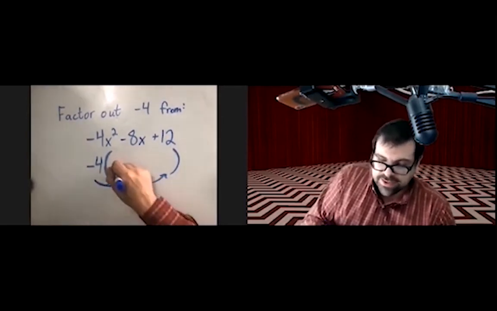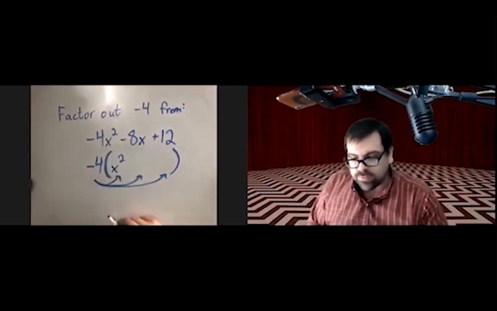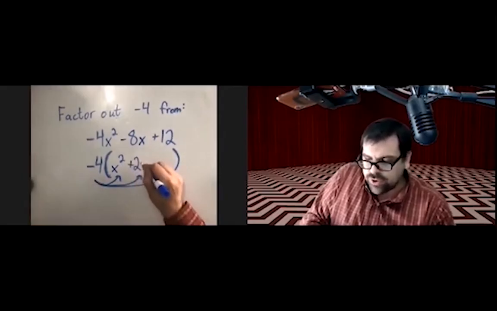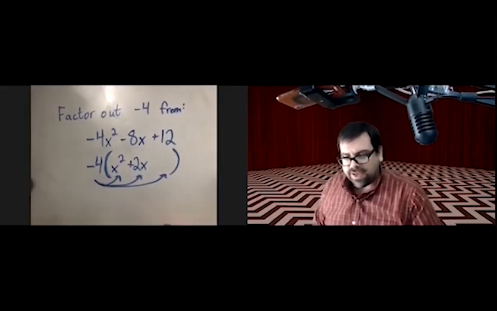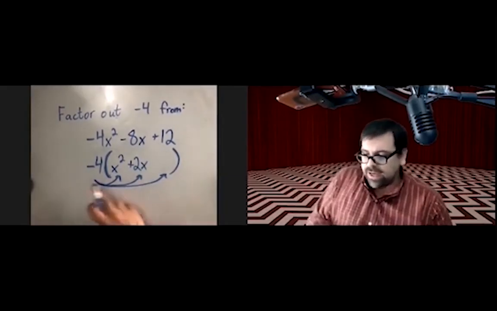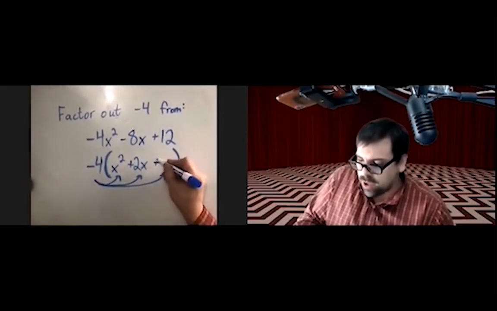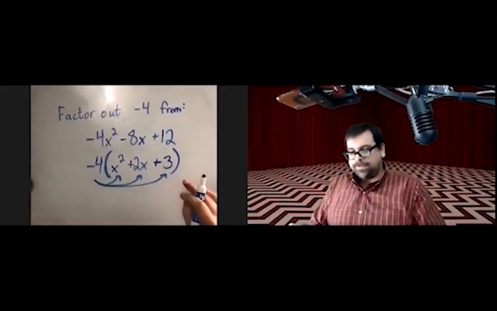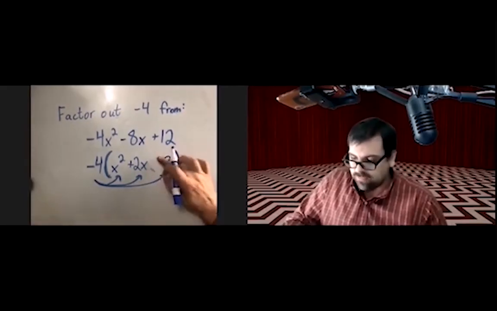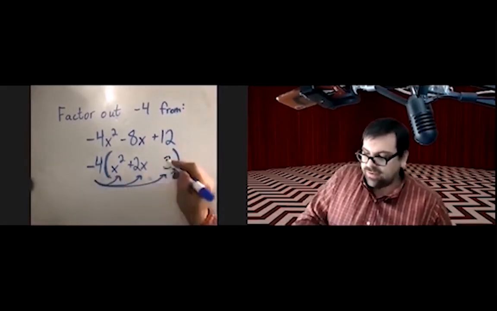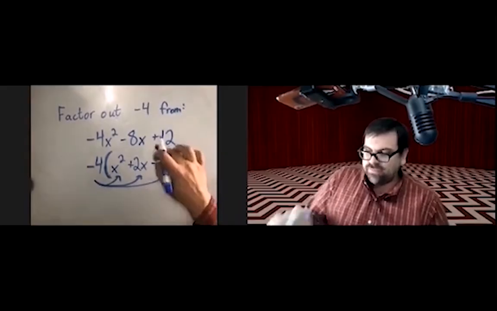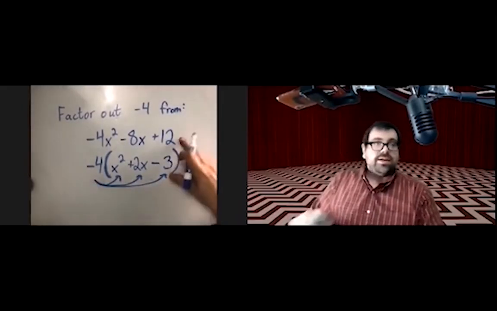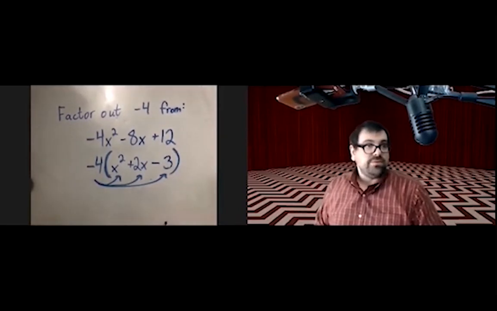-4 times x squared is -4x squared. -4 times positive 2x is -8x. And -4 times positive 3. No, not positive 3. Negative times negative is positive. So -4 times -3 is positive 12.